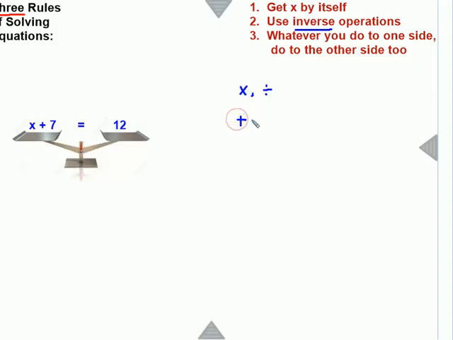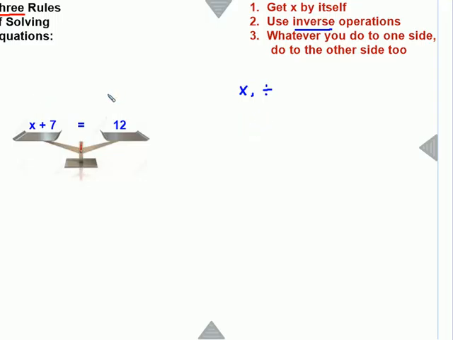Addition's inverse is subtraction. So the inverse of addition is subtraction, and the inverse of subtraction is addition. We're going to use these operations to get x all by himself. And then lastly, we're going to remember that whatever we do to one side of the equation, we have to do to the other side. Whatever we do to this side, we have to do to that side.